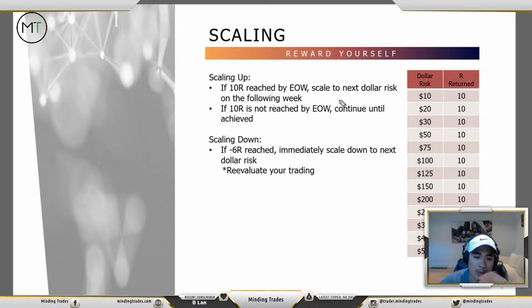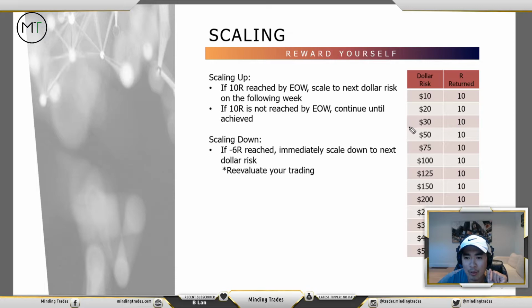On the flip side, you want to do the same thing. If you're doing poorly and say you reach minus 6 R in 1 week, you want to scale down. But then also you want to reevaluate your trades, right? Your trading. What did you do wrong? What are you doing wrong? Is it just the market? Is it my psychological factor? Is it maybe I'm just being compulsive and not taking my setups and not sticking to my rules and so forth? A lot of factors, so definitely reevaluate your trading.